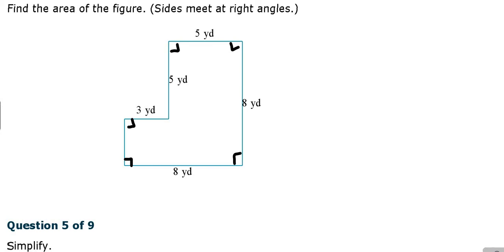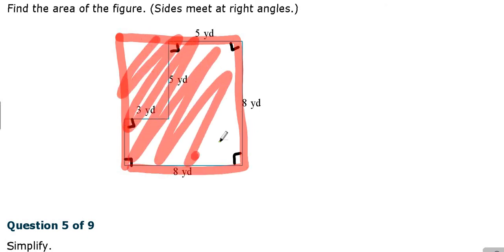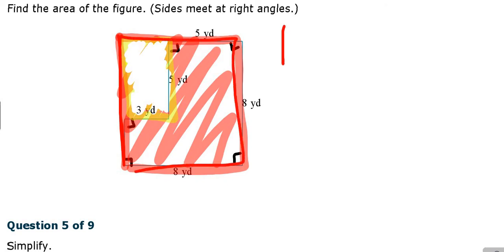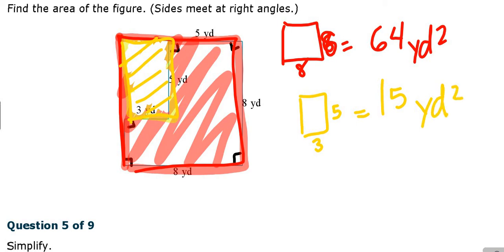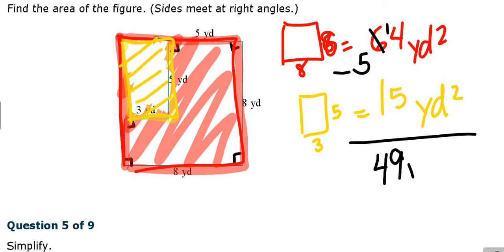Or you do what's called a negative space, where I see an outer rectangle. You find the area of this whole thing. Then you find the area of this, what we will call negative space, and you subtract to get the leftover area. That's the method I'm going to use. So here, this outer rectangle is 8 times 8, which is 64. And then this inner empty space rectangle is 3 times 5, 15. And we get 49 yards squared.